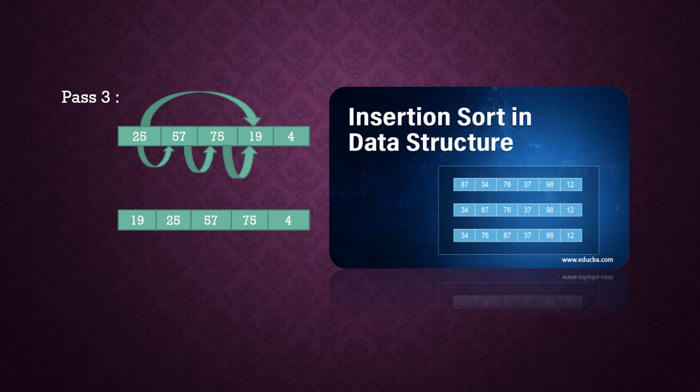in pass 3 we will compare 25 with 57, 57 with 75, 75 with 19, and 25 with 19. First of all we will compare 25 with 19. We will swap their position because 19 is smaller than 25. Now we will compare 25 with 57 and 57 with 75. We will not swap them because 25 is smaller than 57 and 57 is smaller than 75.